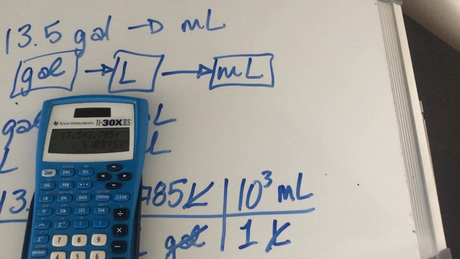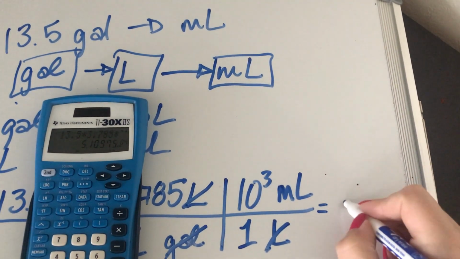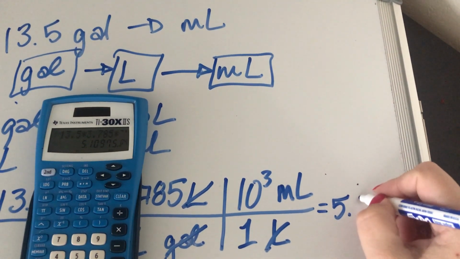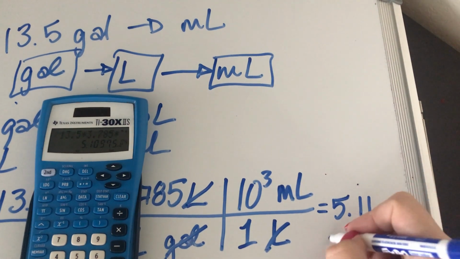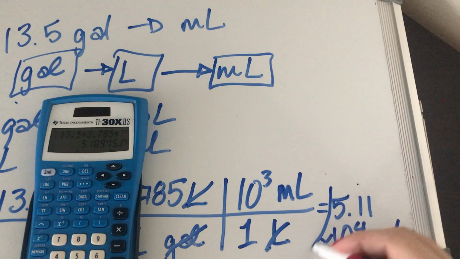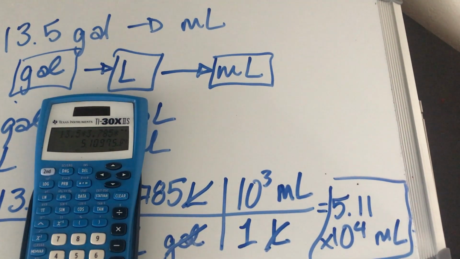Anybody get anything other than that? I rounded out to 5.21 times 10 to the 4. 5.11, yes, times 10 to the 4th. And then we never forget our units. Our units are so important. Milliliters.